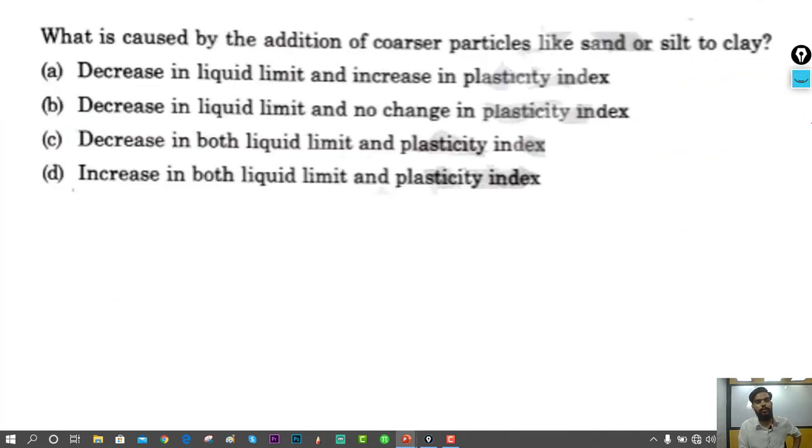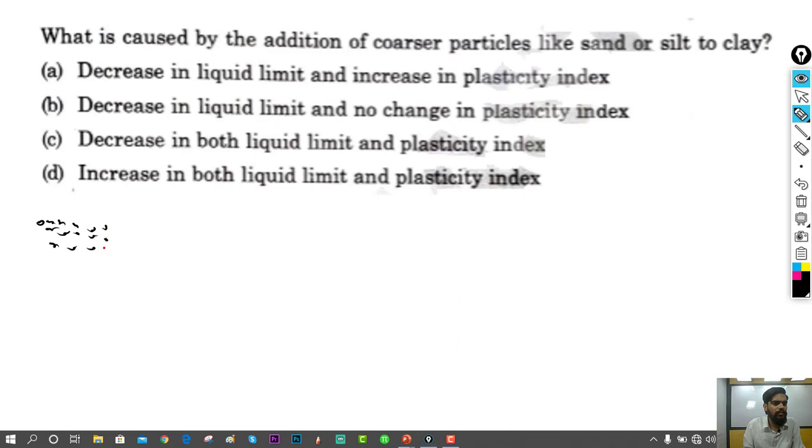And what is the other question? Yeah, here is the question. What is caused by the addition of coarser particles like sand or silt to clay? Guys, remember, the particles of silt are very fine and these particles are very close to each other. Okay, and the particles of clay are negatively charged.